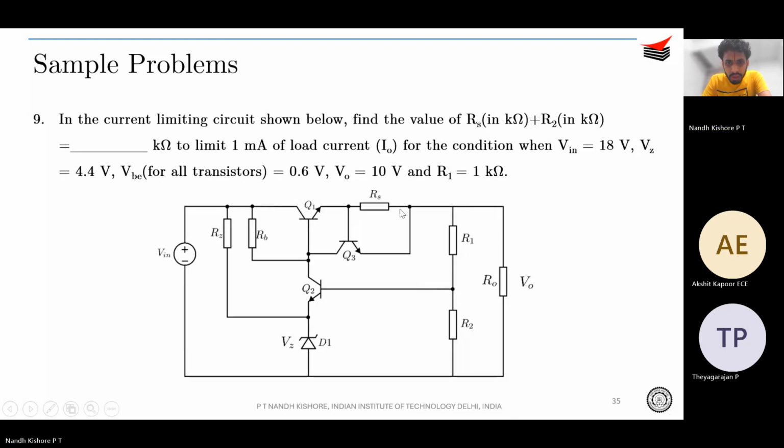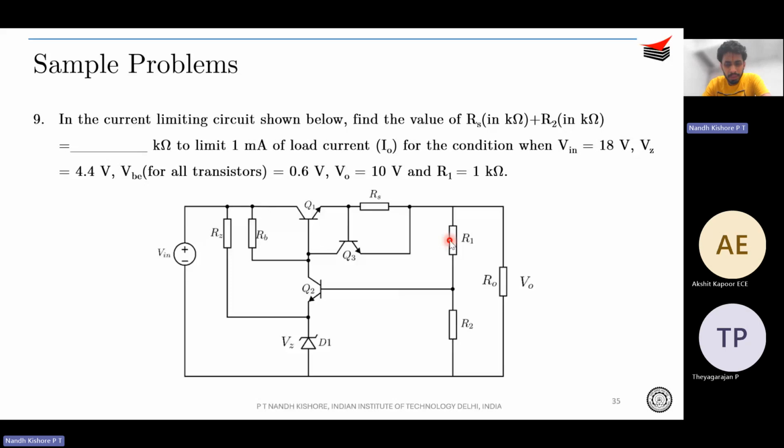Let me take my pointer again. So Rs, right? And then R2. So Rs plus R2 needs to be found out in kilo ohms to limit 1 milliampere of load current for the condition when Vin is 18 volt, Vz is 4.4 volt, right? Vin is 18, Vz is 4.4, Vbe is 0.6, V0 is 10 volt, and R1 is 1K.